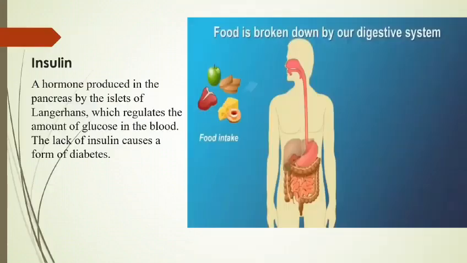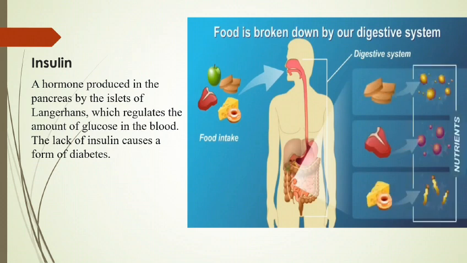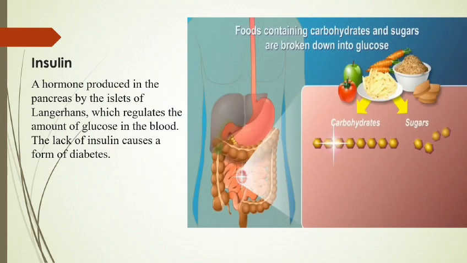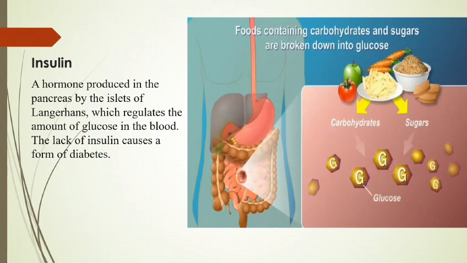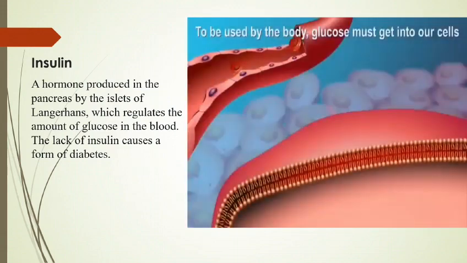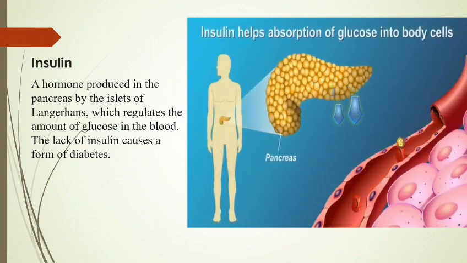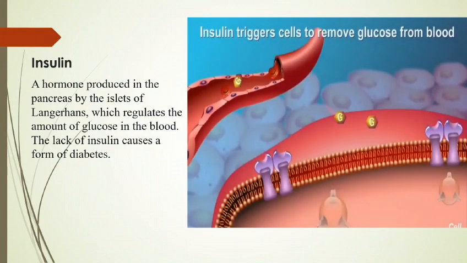So before getting into the topic, let's discuss insulin. Food is broken down by our digestive system into nutrient molecules that are then absorbed through the digestive tract and used by our body. Food containing carbohydrates and sugars is broken down into glucose. Glucose is an important source of fuel for many organs in our body. However, to use glucose, the glucose molecules should first enter the cells. So the pancreas produces a hormone called insulin, a chemical messenger essential for the entry of glucose into cells.